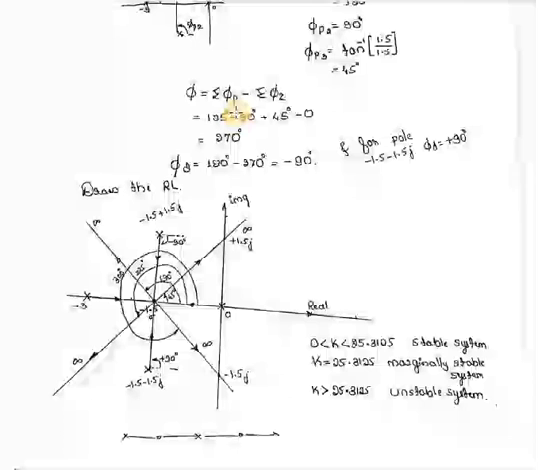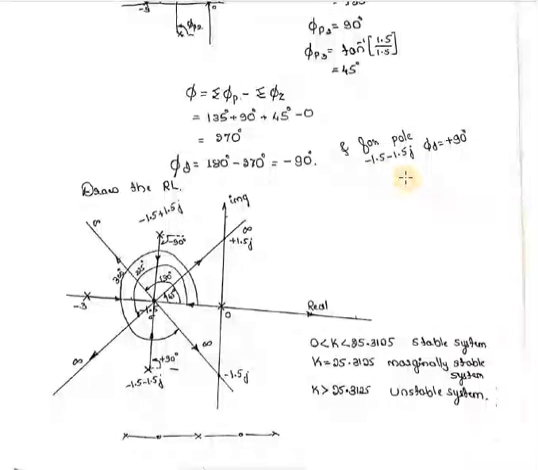Then phi equals the summation of phi p minus the summation of phi z. So it is 135 plus 90 plus 45. Zeros none, so it will be 0. So 270 degrees is the phi value, and the departure angle will be 180 degrees minus phi. So it is minus 90 degrees for one pole, and for the other pole it is plus 90 degrees.